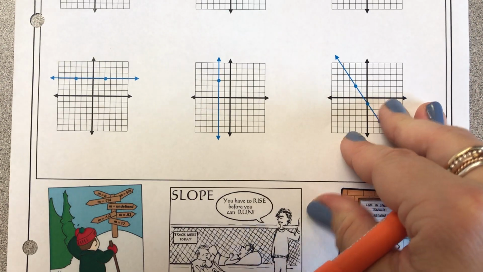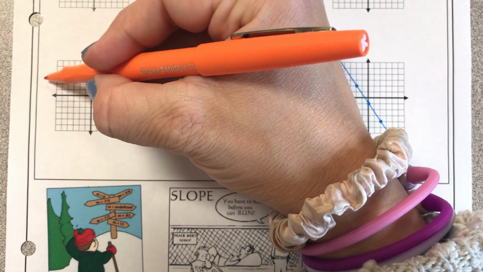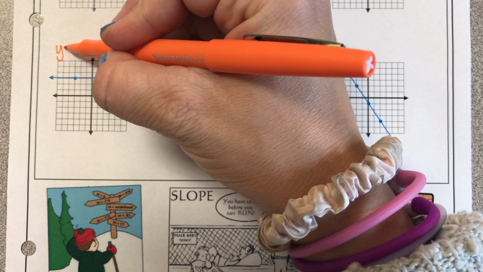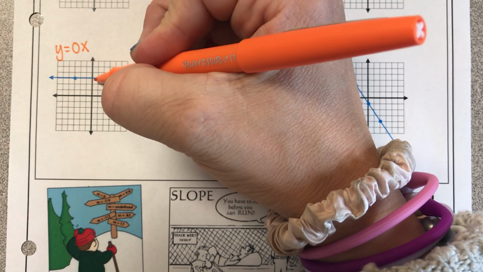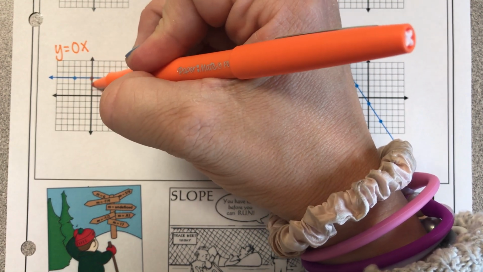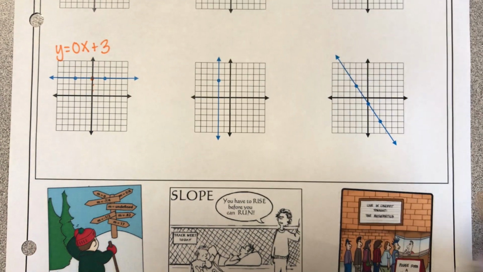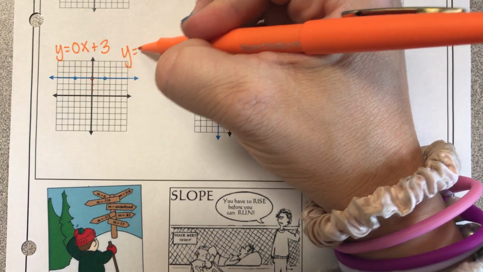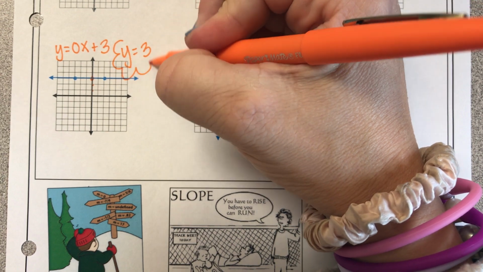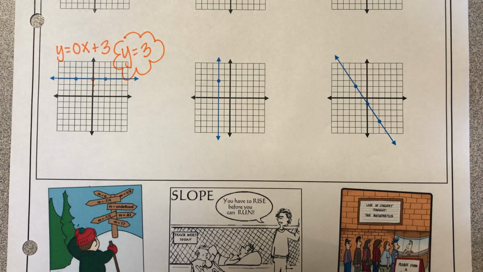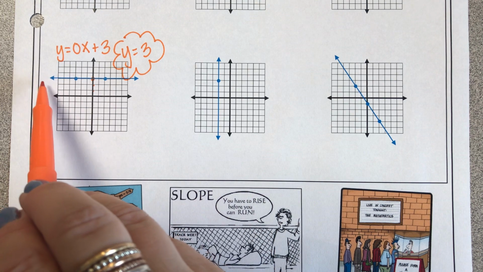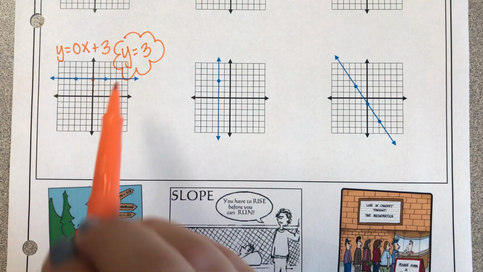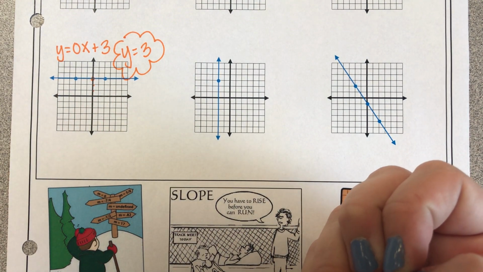Okay, let's look at this one. So what would be the slope? 0. And where is it crossing this y-axis? At 3. So what's 0 times x? 0. So this one is just y equals 3. The only requirement is that y equals 3.